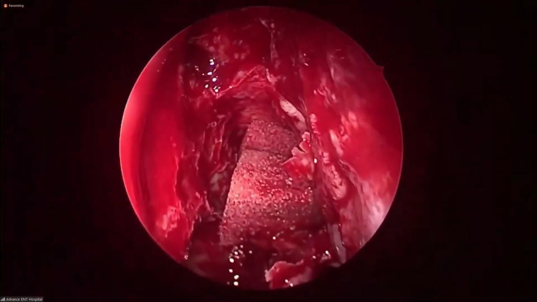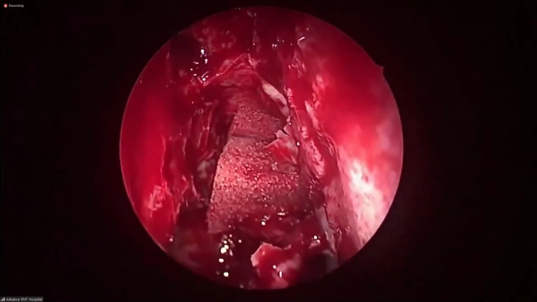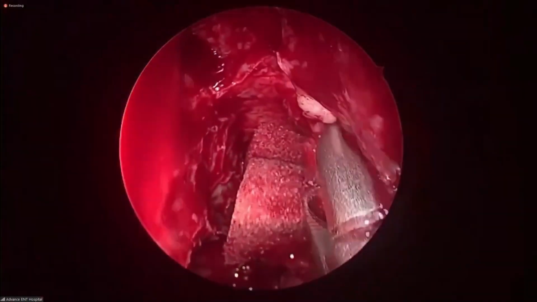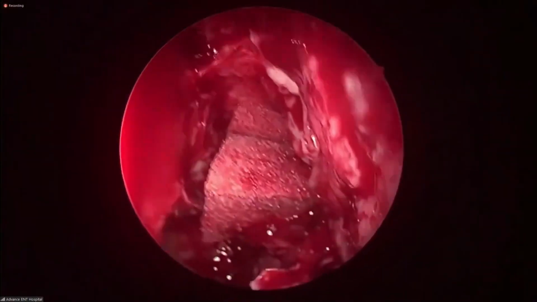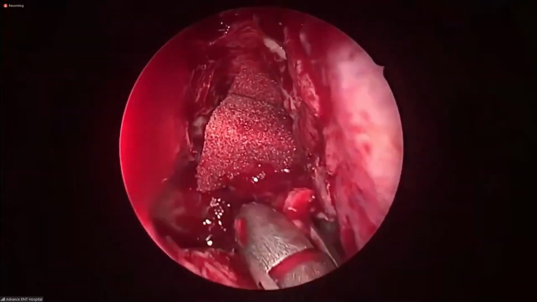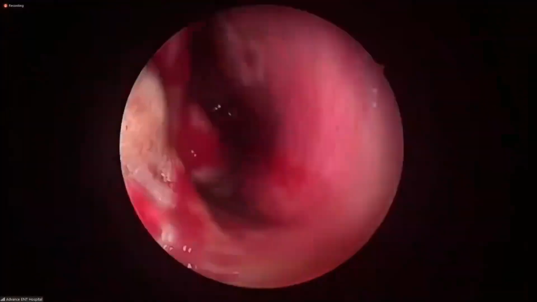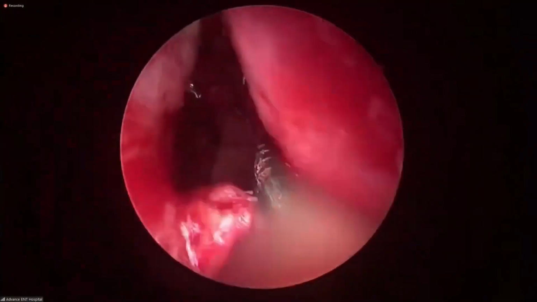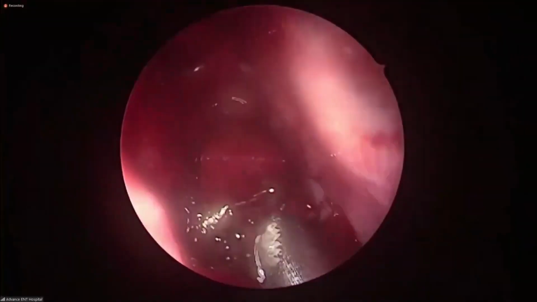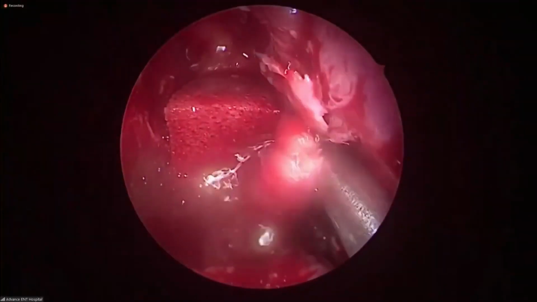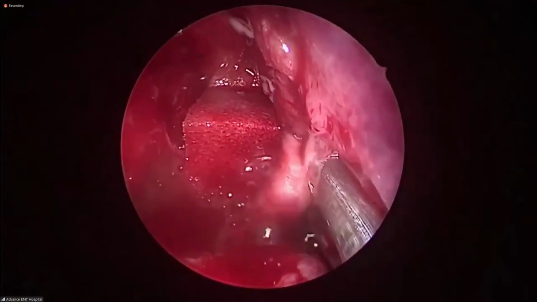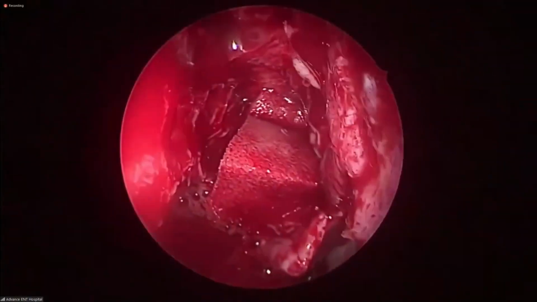Actually, sir, the angiofibroma case has less bleeding than this case. Yeah, you can say. The angiofibroma category was a cakewalk. Yes, sir. But the name is scary. Yeah.